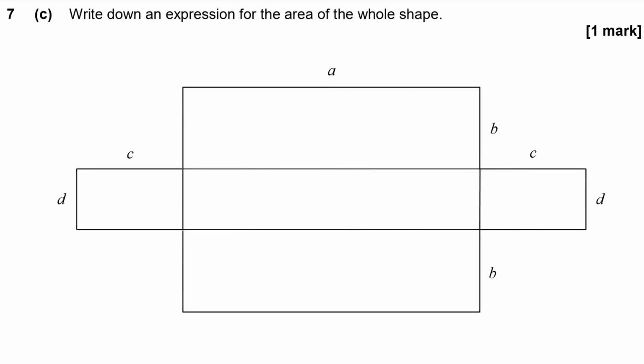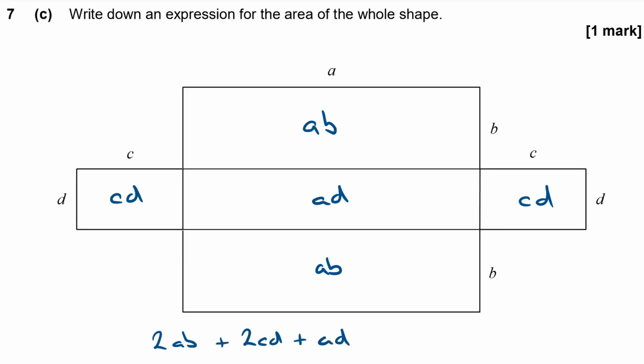The final part of the question asks for an expression for the whole area of the shape. So this part here is A times B, this part here is CD, we've got another CD over here, in the center we had AD, and then we've got another AB down here. So altogether we've got 2 ABs, we've got 2 CDs, and we've got an AD.